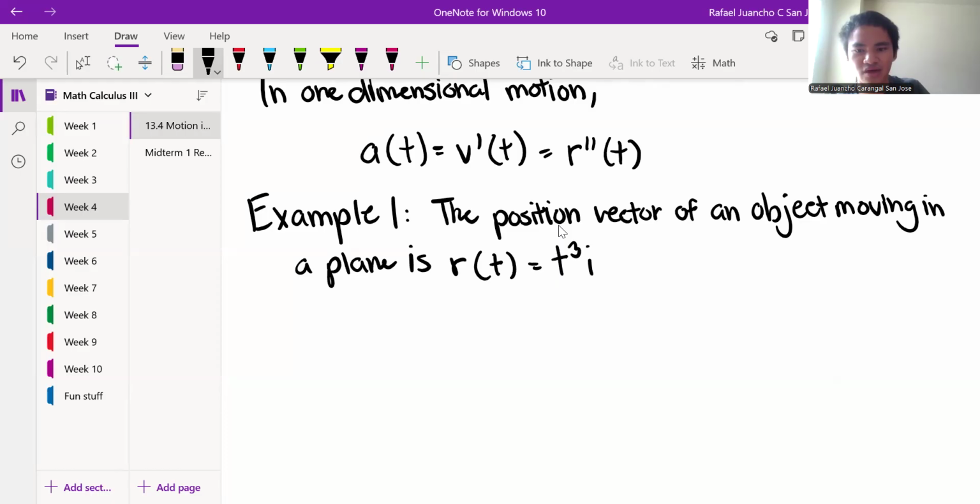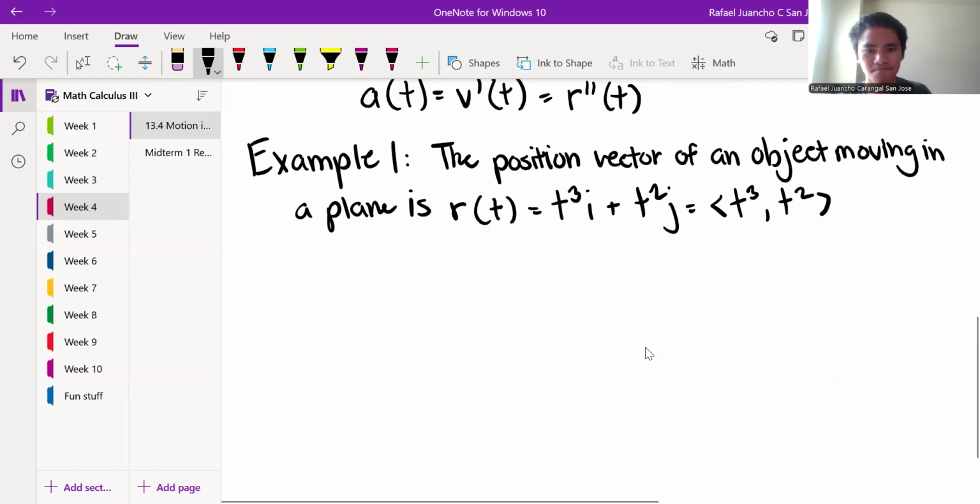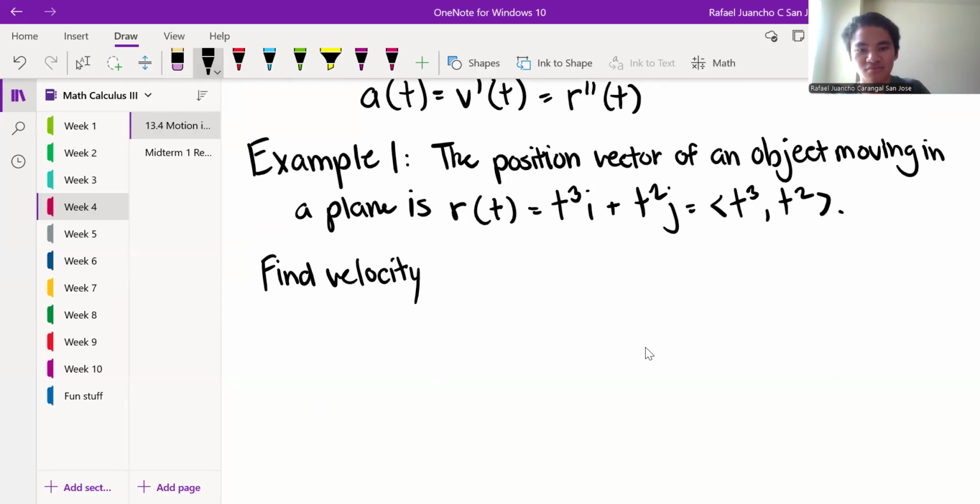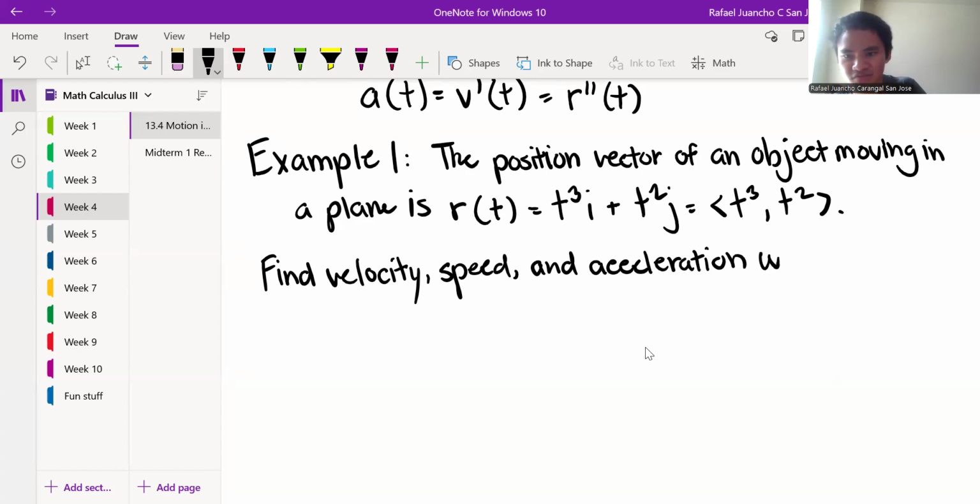t cubed i plus t squared j. Now, you know I'm not a big fan of this ij notation, so I'm going to write it in vector form. So we know this is in 2D. And here we're being asked to find its velocity, its speed, and its acceleration, specifically when my parameter t is 1.